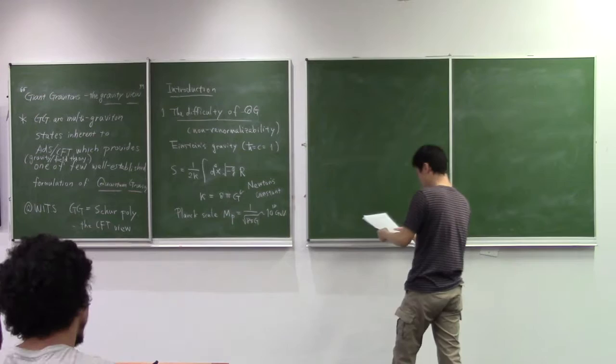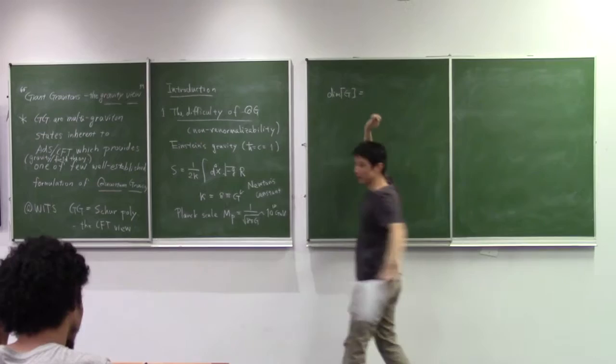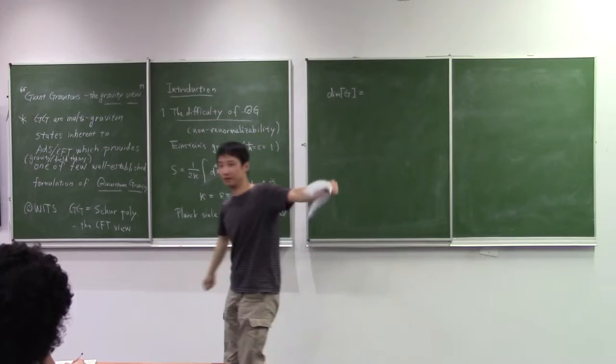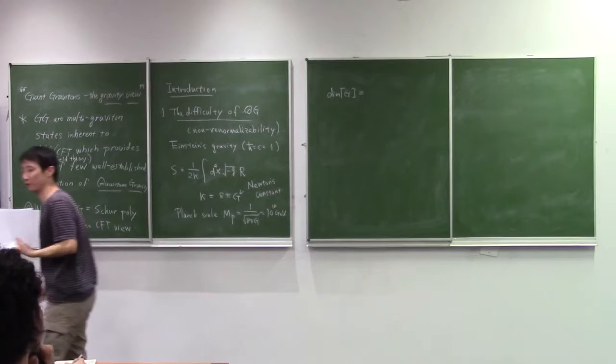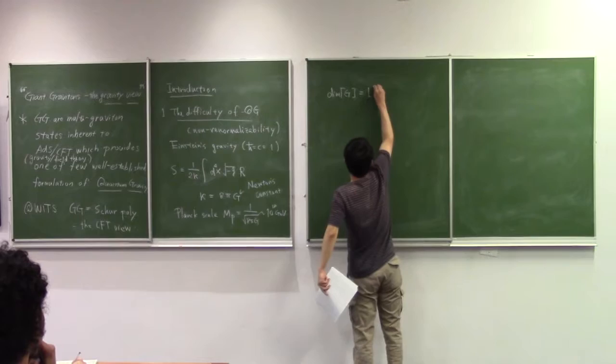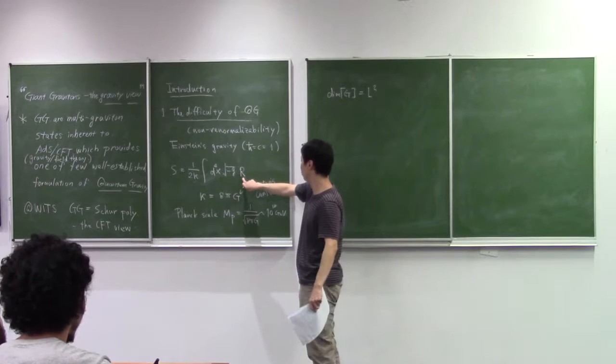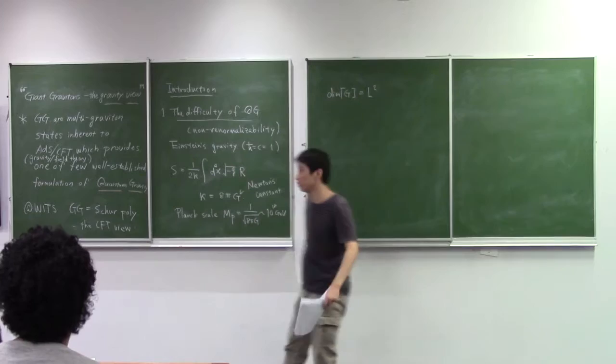And you want to quantize this. But first, let me ask you, what is the dimension of Newton's constant? Length squared, yes. So overall, the action has to be dimensionless. This contains two derivatives, and there's this length to the fourth, and so the coupling has to be length squared.